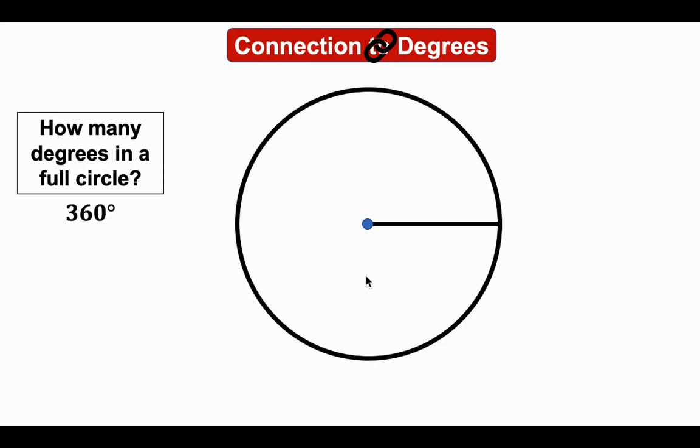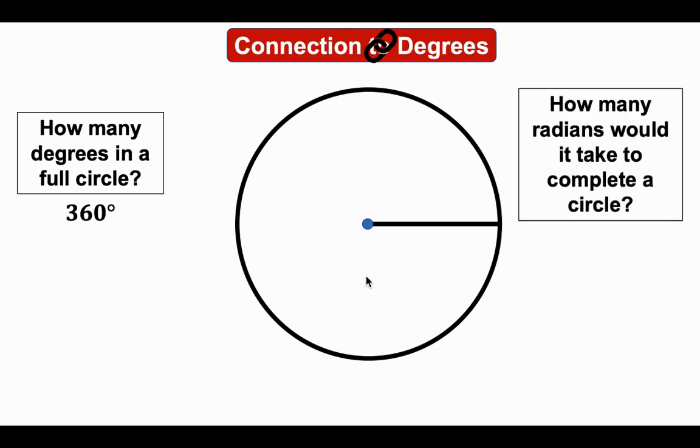Now let's try to equate that with radians. Just like how I asked you how many degrees is a full circle, now let's figure out how many radians it takes to complete a full circle, because then we have a similar thing that we can connect these two things with. They're measuring the same thing. So let's count this out.